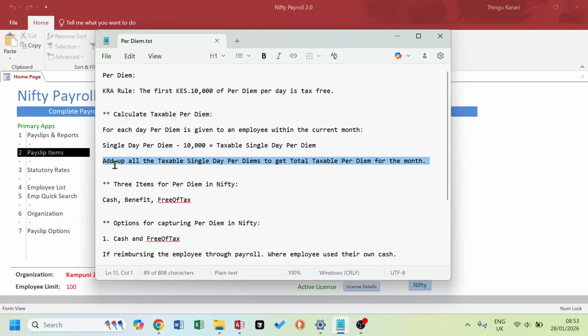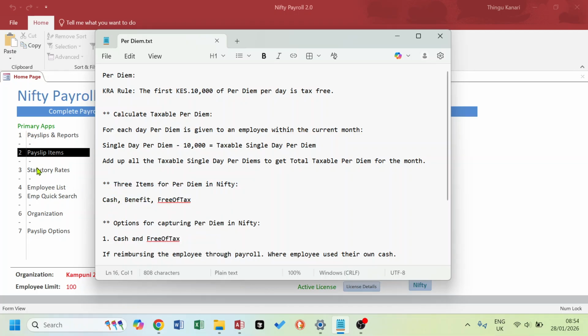And then you add up all the taxable single day Per Diems to get the total taxable Per Diem for the month. For the purposes of posting to the payroll, you also need to have the figure of the non-taxable portion handy. So do this calculation in an Excel file or somewhere else and have the two figures available for the employee. Now there are three items that you can use to capture Per Diem in Nifty payroll. So there's a cash Per Diem, benefit Per Diem, free of tax Per Diem.